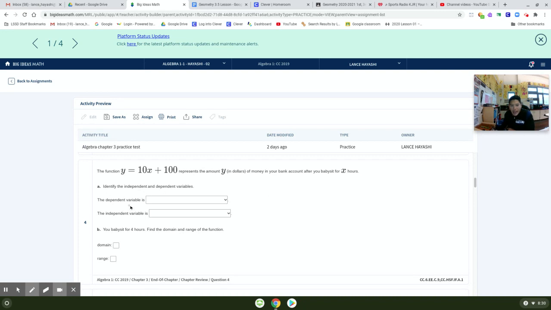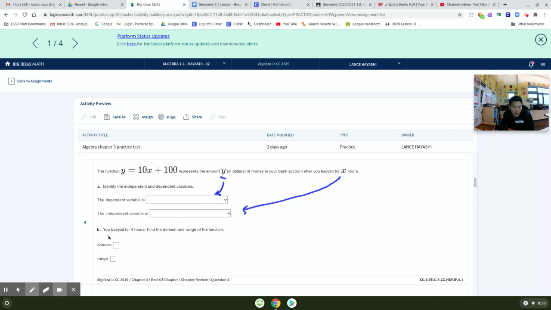So on part A, you have to identify first the dependent variable. And usually we talk about the independent variable first, but the dependent variable should always be y. So in this case, the amount of money in your bank account is the dependent variable. And then the independent variable, which is x, should be the number of hours that you babysit. So you just drag and drop and figure out what the correct answer is there.